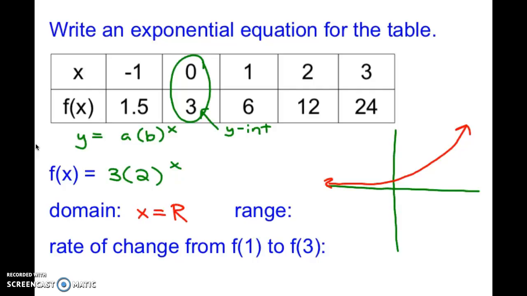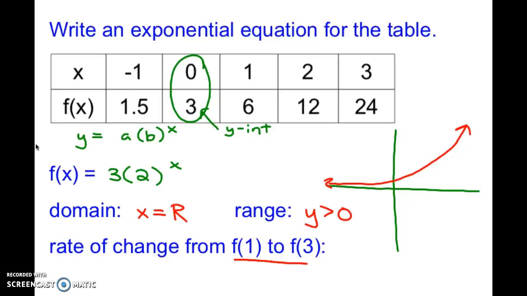Your range, however, is different. Range deals with y values. This graph never goes below the x-axis. In fact, it never touches it, which means all your y values in this case are greater than 0. In most exponential functions, they're either going to be all above or all below, if you just have a regular exponential function. So your range will be either y is greater than 0 if they're above, or y is less than 0 if they're below.